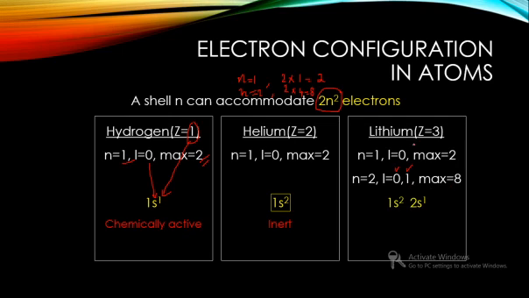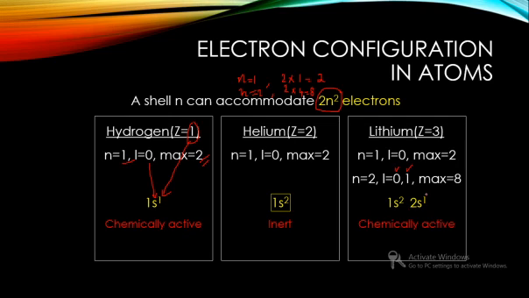Initially the lowest orbit will be filled up. So 1s square, 1s2. And one more electron is to be represented, so that will be going into the second orbit. So the lowest one is s, 2s1. Okay, this is the electronic configuration of lithium.